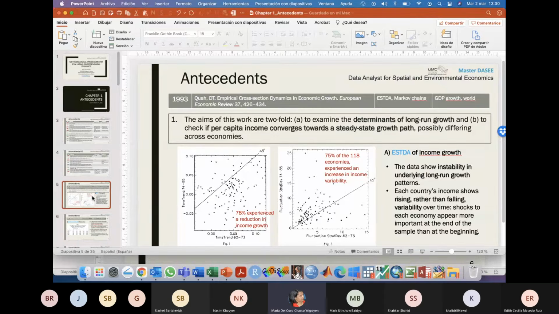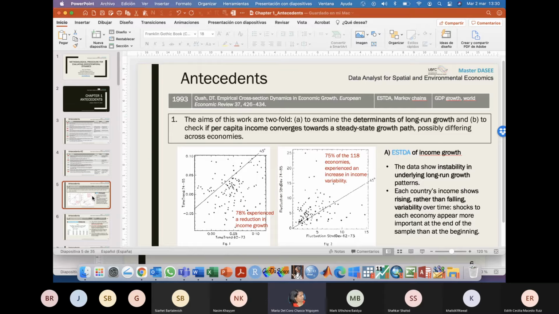In this slide, I present the ESDA, ESTDA analysis, which consisted in two scatter plots for a panel database of per capita income. We have 181 countries during the period of 1962 to 1985.